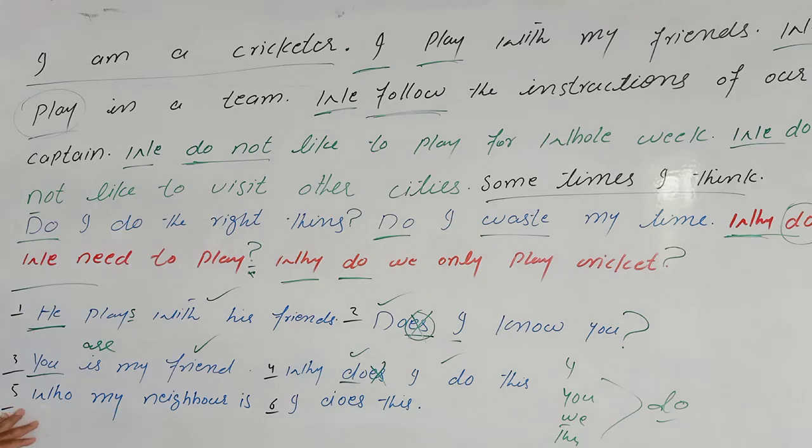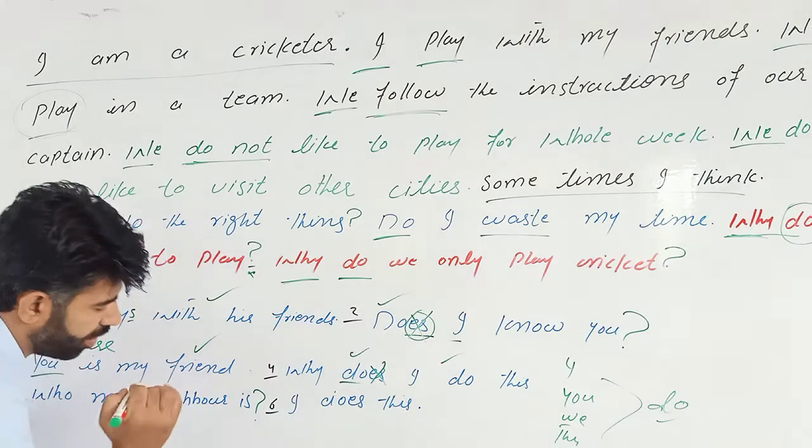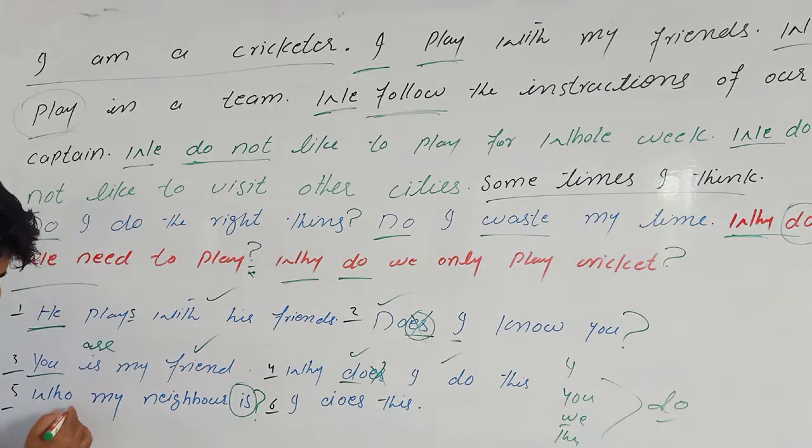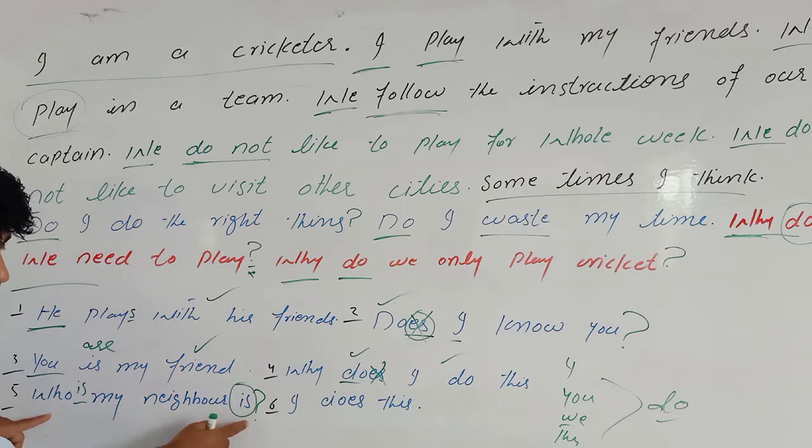So let's move towards sentence number 5. Who my neighbor is. Is it a correct sentence? No, it is not. What is the first flaw in this sentence? And that is this question mark. Okay, and the next problem is that this helping verb needs to be here. The helping verb must be right after this WH word. Who is my neighbor? This is not a question, this is a statement. If you put a helping verb right after the WH word, then it will become a question. Now it is a question.